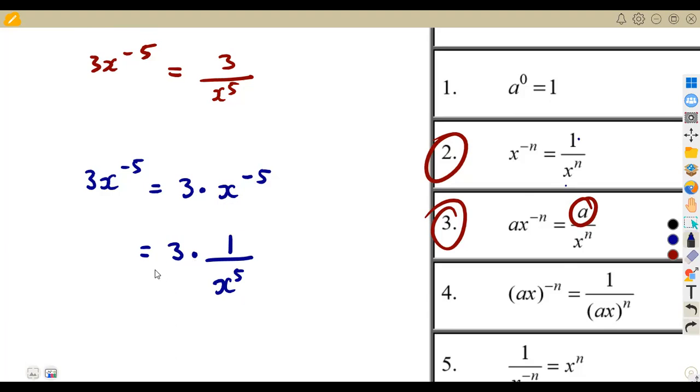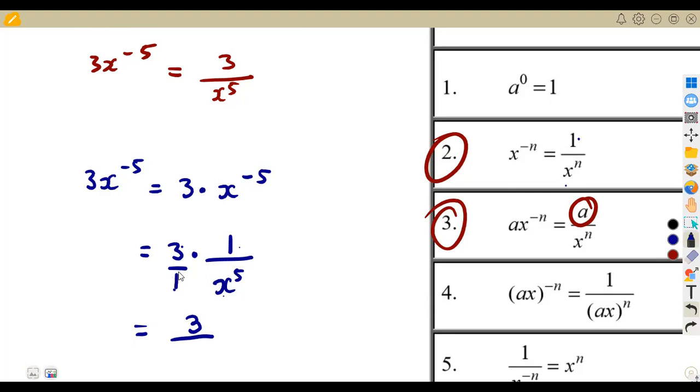So here it simply means you're multiplying. So this is the same as 3 over 1. Remember, every whole number as a fraction is over 1, so that we can properly multiply the numerator to the numerator together, all right? That will be 3 over 1 times 1 over x to the exponent of 5.